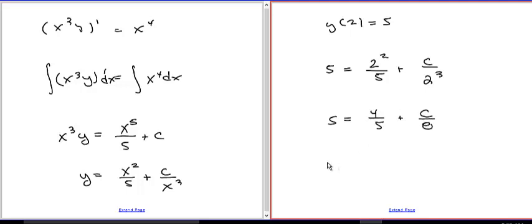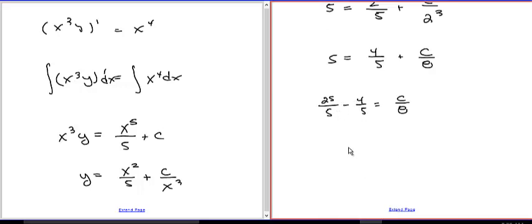You'd subtract 4/5 on both sides. So 5 is 25/5. So you have 25/5 minus 4/5 is equal to c over 8. And 25 minus 4 is 21. 21/5 is equal to c over 8. And you can solve for c. C is going to be equal to 168 over 5. 21 times 8 is 168.